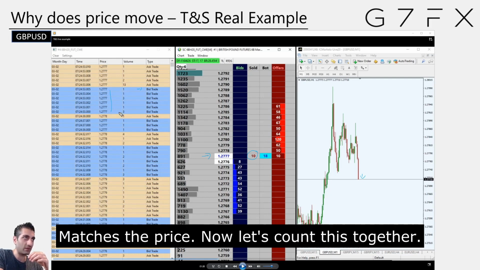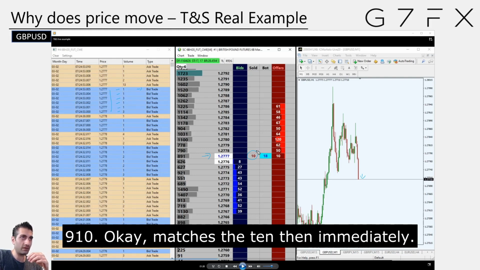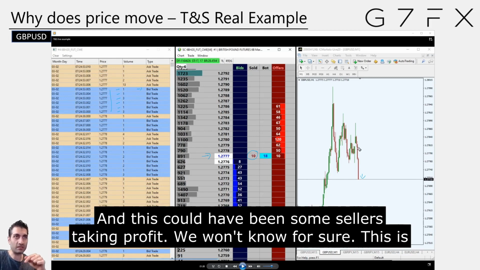Now let's count this together. 3, 4, 5, 8, 9, 10. Okay, matches the 10. Then immediately, and this could have been some sellers taking profit, we won't know for sure.